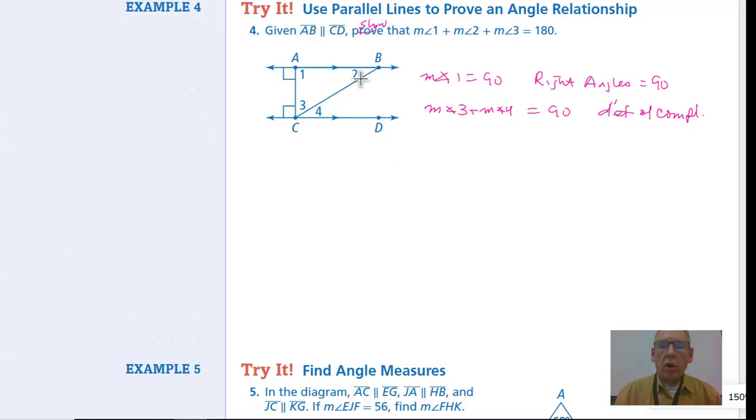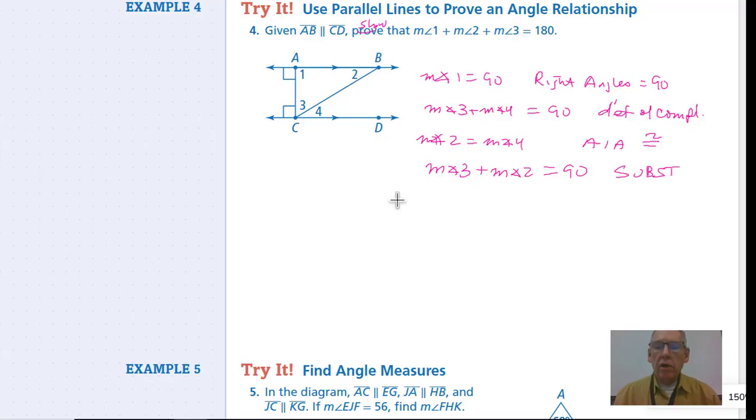Let's see what else we got. By alternate interior angles, angle 2 is congruent to angle 4. Measure angle 2 equals measure angle 4, and that's alternate interior angles are congruent. So if we substitute in here, since 2 and 4 are the same thing, if I put 2 in place of 4, I've got measure angle 3 plus measure angle 2 equals 90. That would be substitution.